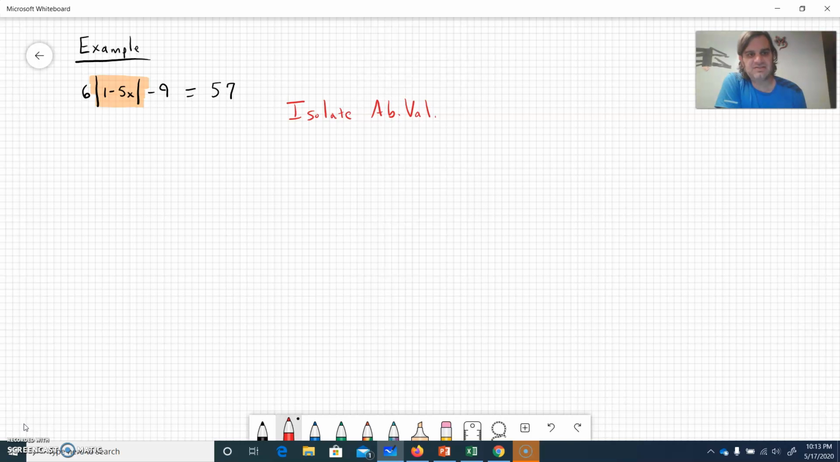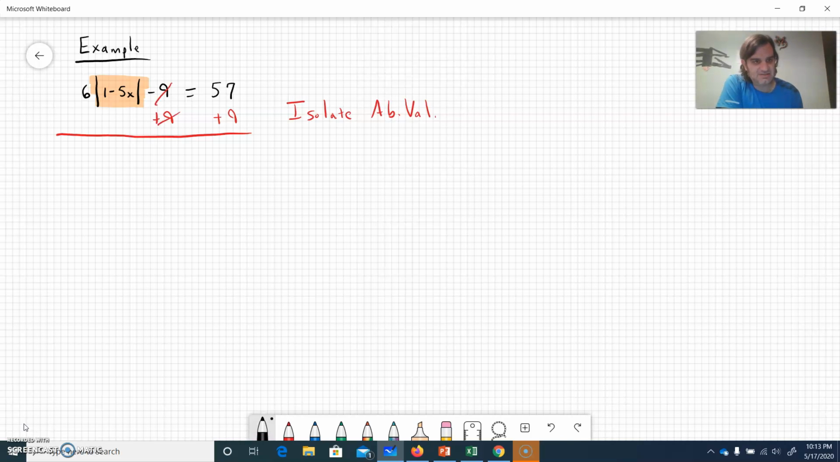There are no fractions, there's no distributive property, and all like terms on each side are collected, because on the left there's 6 absolute values, and then there's negative 9, just regular numbers, so those can't combine. So we'll start off by moving the 9. I'll add 9 to both sides.